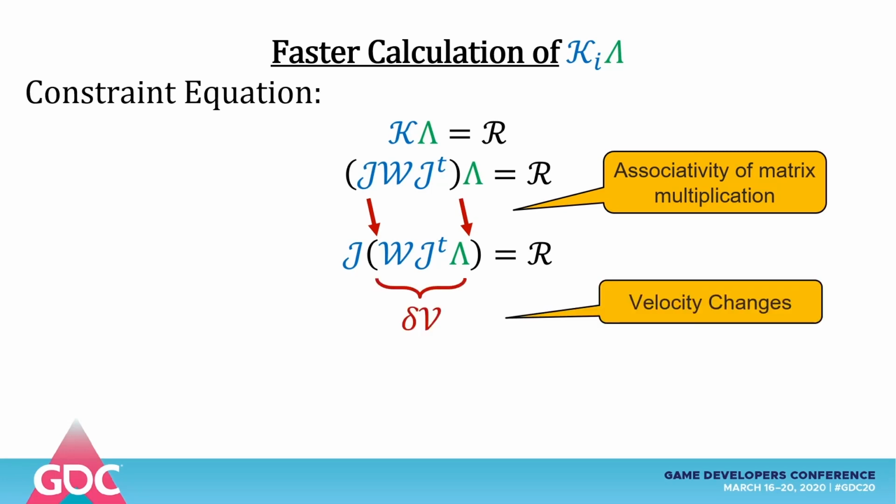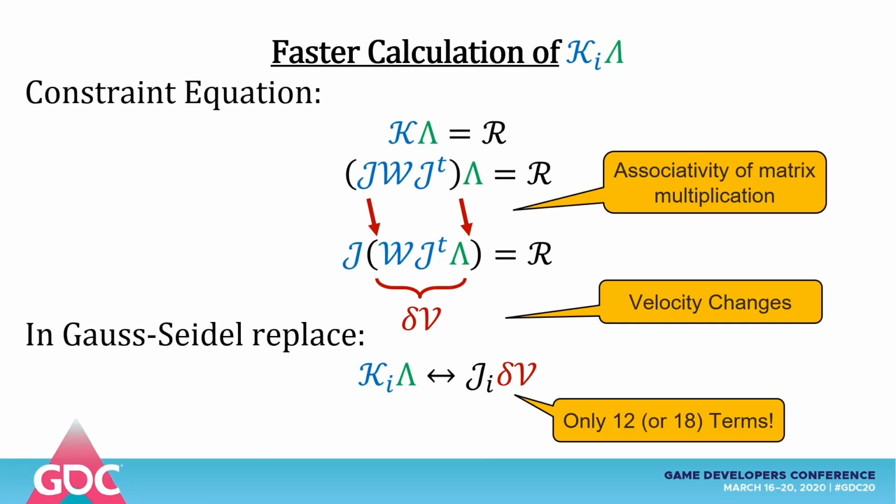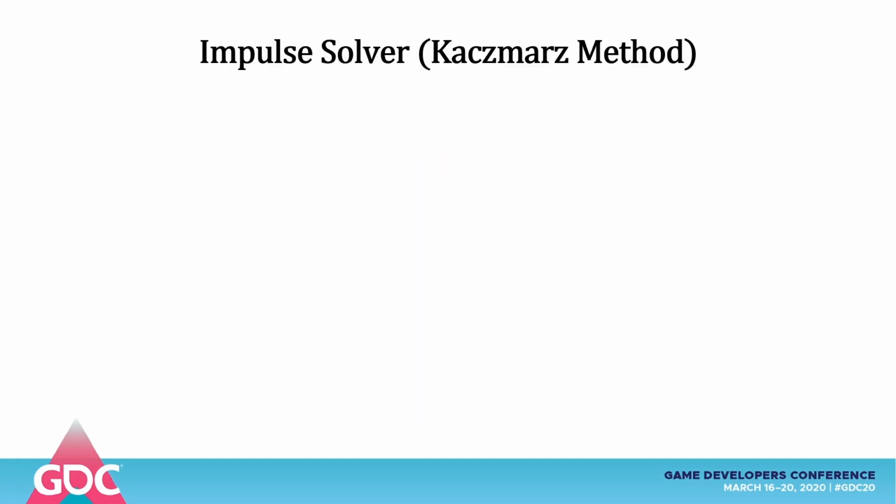We call the right side the vector of velocity changes, delta v. It's literally the velocity changes of the rigid bodies. Then in the Gauss ideal, we can replace ki times lambda by ji times delta v. This product has only 12 or 18 non-zero terms for practical constraints. We have now an improved version of the Gauss ideal for mechanical constraints.